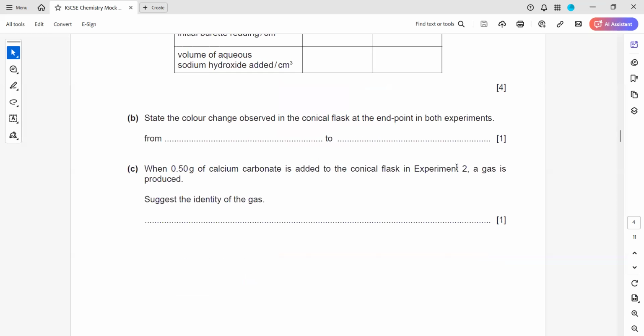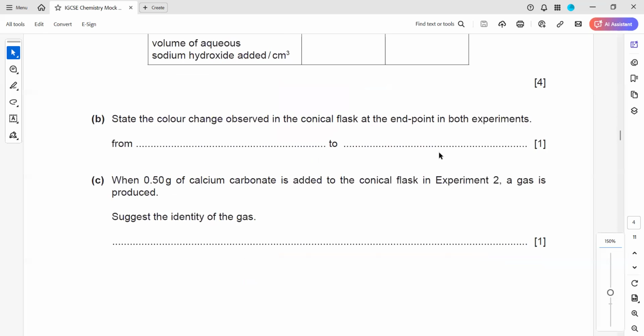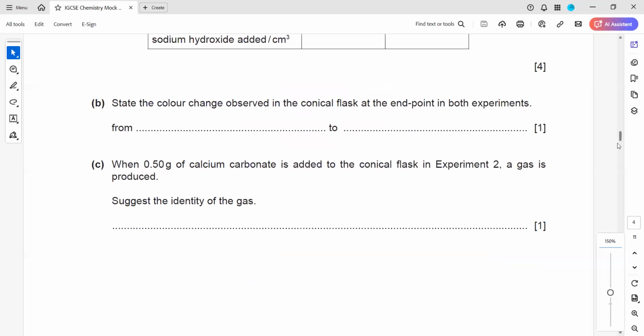The next we have, as they asked, state the color change in the conical flask at the end point for both experiments. So initially we were having an acid, so that's why it should be red. And then it will turn into orange, because it's a neutral solution. If it was originally an alkaline solution, we'll say yellow. Like if the question was originally alkaline and then acid was added from the burette, then the color change will be from yellow to orange. So remember, methyl orange in a neutral solution is orange in color.